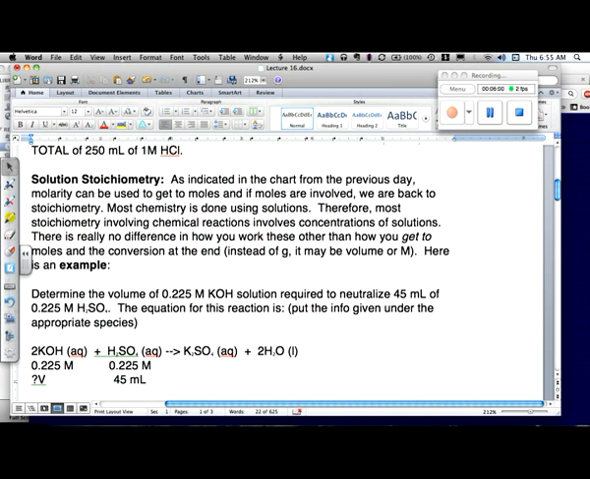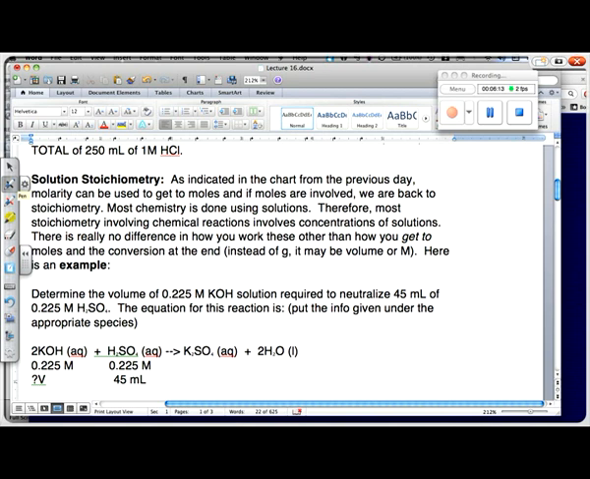All right, so as indicated in the chart that we drew in our previous lecture, molarity can be used to get to moles, and if moles are involved, we are back to stoichiometry. Most chemistry is done using solutions, so this is the type of stoichiometry problem that is more common in terms of practical use. Therefore, most stoichiometry involving chemical reactions involves concentrations of solutions. There's no difference. It's just how you're getting to moles, okay?